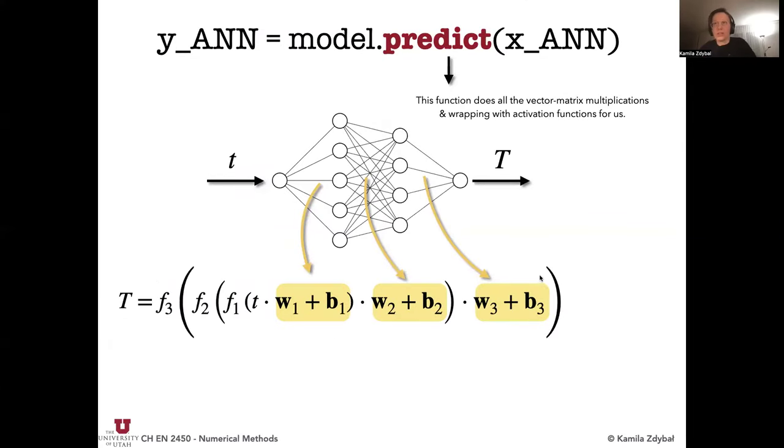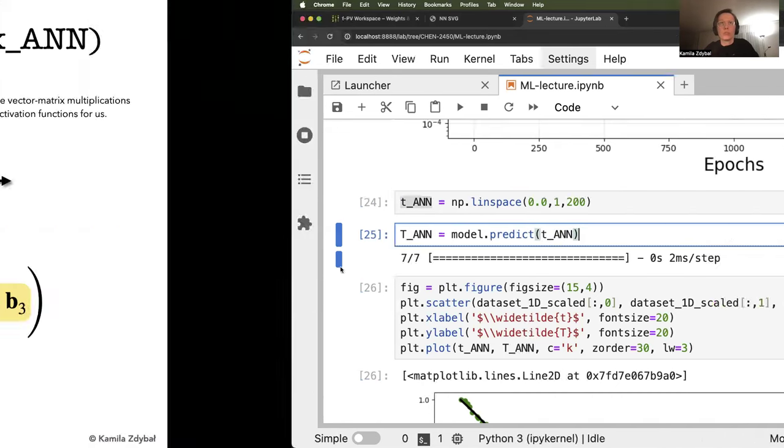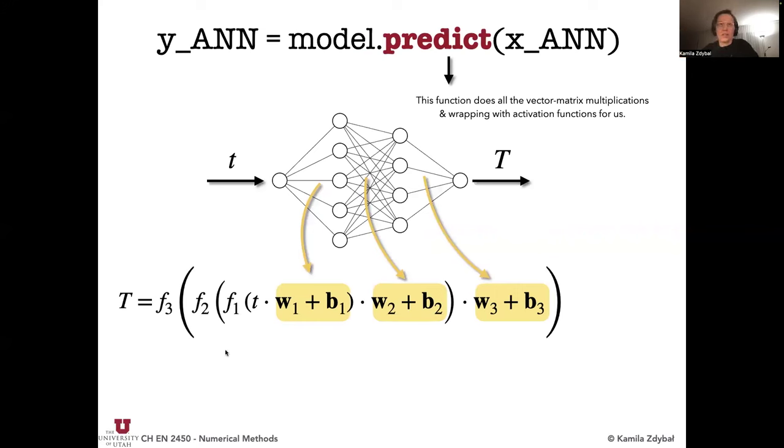Okay, so now we're going to go into a little bit more detail about how that optimization is being performed in a neural network. So first, I just wanted to mention that this function predict, where we predicted the temperature from that time vector that I constructed over here, what it's really doing under the hood is doing that matrix vector multiplication for us and adding the bias and wrapping with the activation function. So you could do that by hand, of course, but with many layers, it starts to be really tedious. So all of that computation is wrapped inside of this function predict.